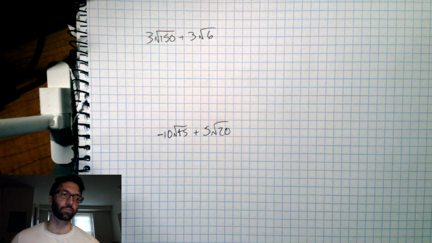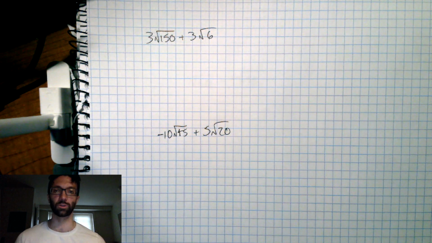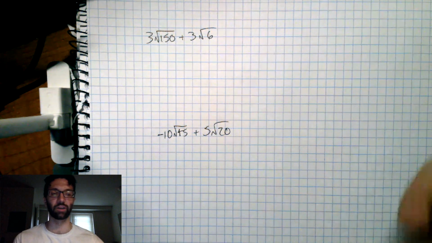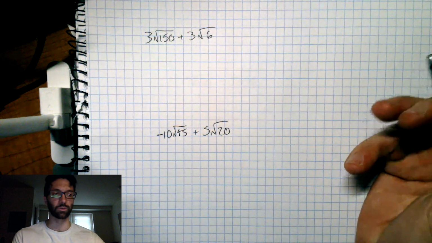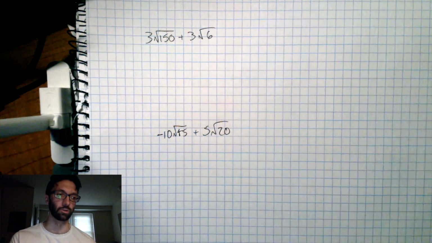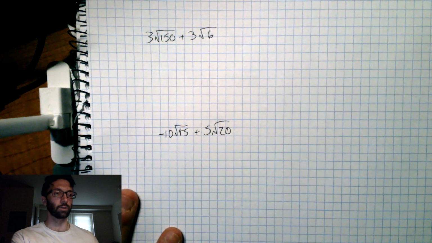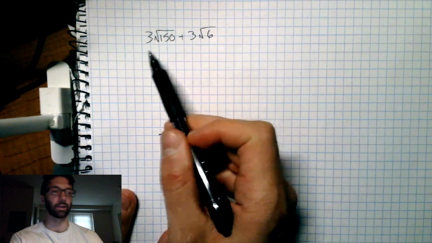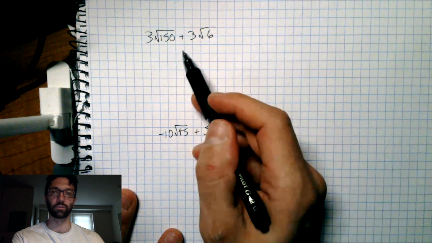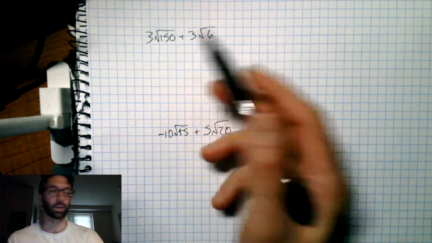Okay guys, so for these, the two skills you want to be comfortable with here are simplifying radicals as well as combining like terms. So if you can do those two things, then these shouldn't be too bad. So here we have a radical expression that involves addition, okay?